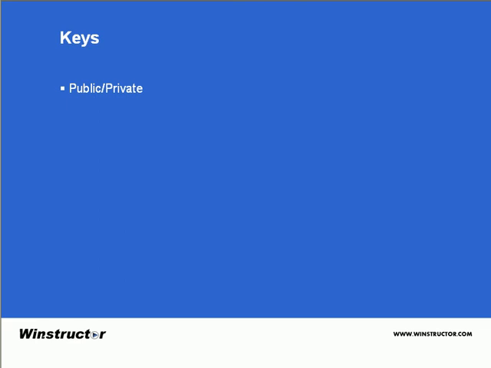Now, this also works in reverse as well. We can use the private key to encrypt a file or an email, and then other people can use the public key to authenticate the file or email message to ensure that it actually came from us and has not been tampered with.